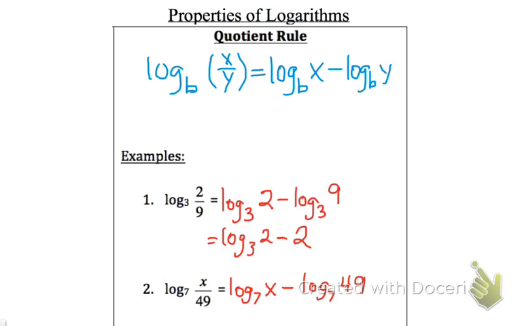The second example, log base 7 of x over 49. Using the quotient rule, we can split up log base 7 of x divided by 49, this quotient here, as two individual logarithms, and subtract them. And again, for the same reason as example number 1, since 49 is 7 squared, log base 7 of 49 is equal to 2, and we can simplify that.